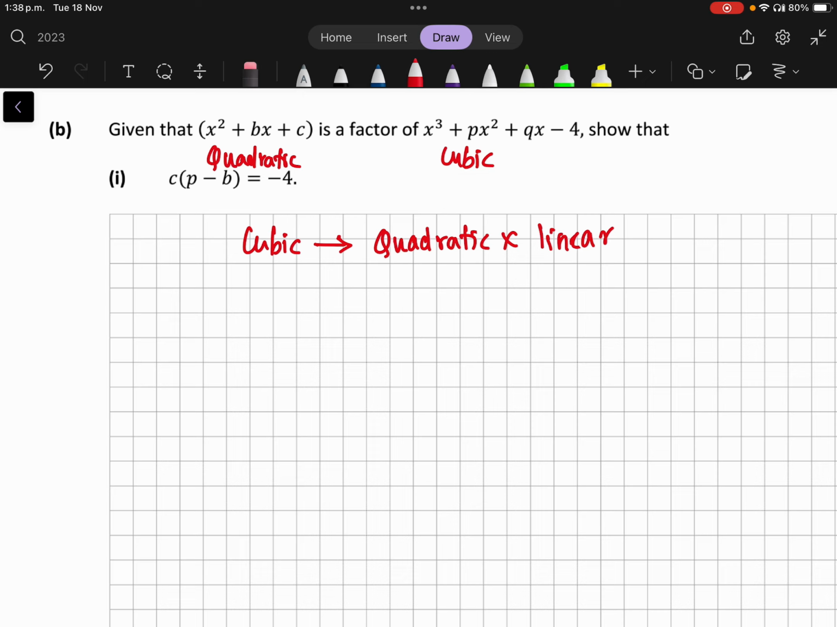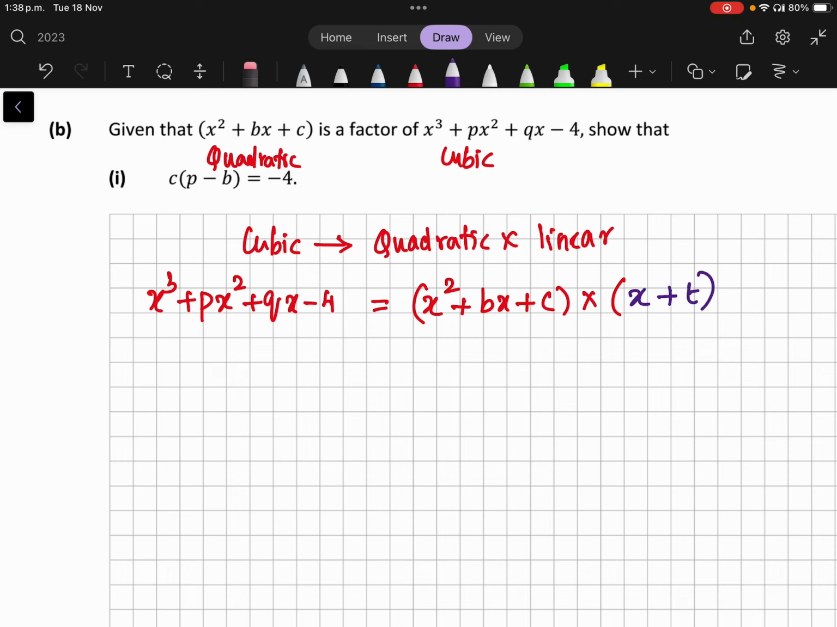So now currently we already have a quadratic, so I can write this as x cube plus px square plus qx minus 4, that is the cubic. That can be written with the quadratic already given, so x square plus bx plus c, and then you can form a linear. Okay, so I'm sorry, linear. So what I'm going to do is form the linear like x plus t. This is something which I am forming. Okay, so x plus t.